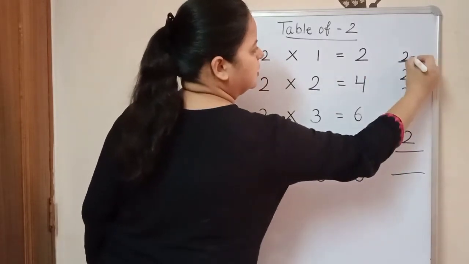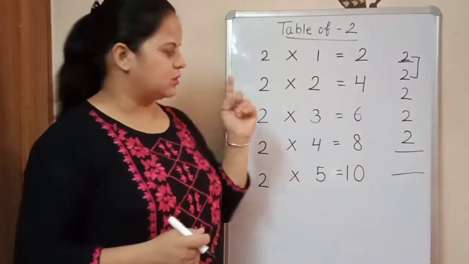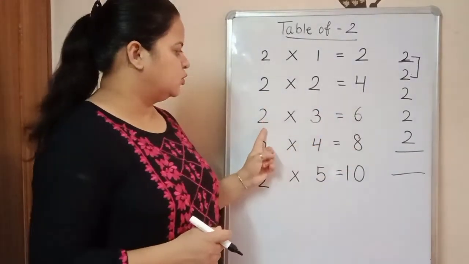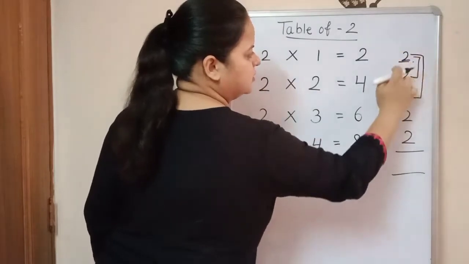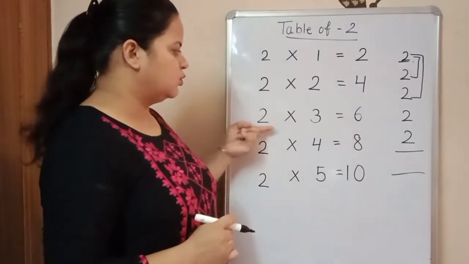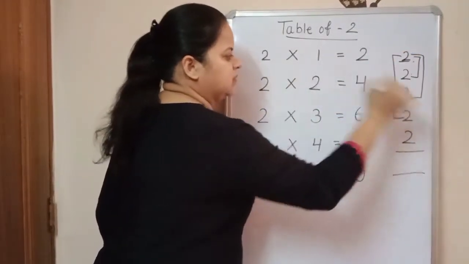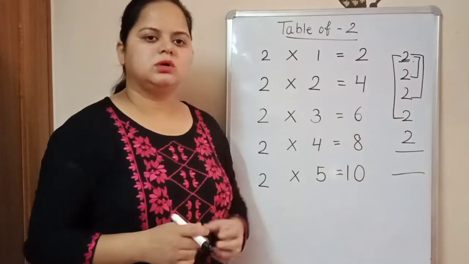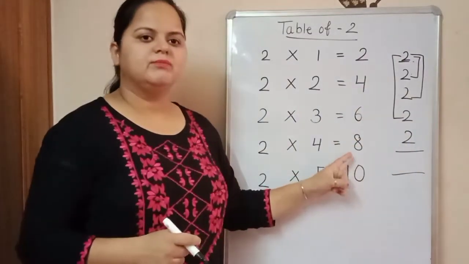See, 2 ones are 2, 2 twos are 4. If we add 2 times 2, then we will get answer 4. 2 threes are 6. 2 threes means 3 times 2. 1, 2 and 3. 3 times 2 is equal to 6. 2 fours are 8 means 4 times 2. 2 and 2, 4. 4 and 2, 6. And 6 and 2, 8. Means 2 fours are 8.